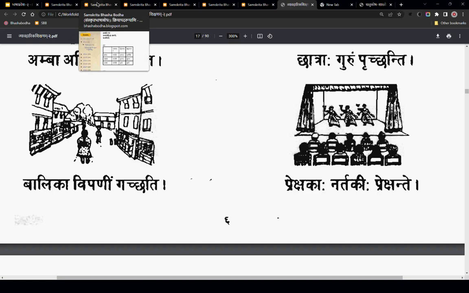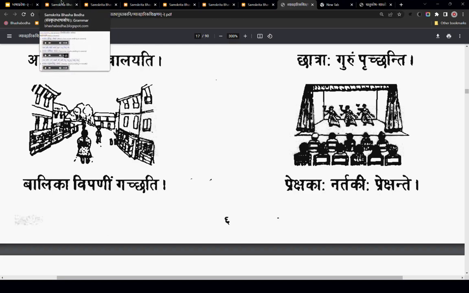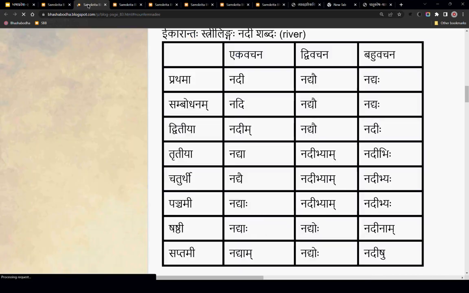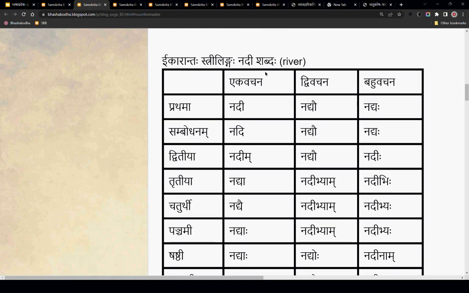Prathama vibhakti ekavachanam is nartaki, because we know that, and it follows this pattern like nadi. Ikaranta strilinga takes the form, ikaranta strilinga nadi shabdaha. So here nadi is the pratipadikam. And the prathama vibhakti ekavachanam also is the same for nadi. It looks like pratipadikam, but this prathama vibhakti ekavachanam form is not the pratipadikam. Only this is the pratipadikam, though they look the same.